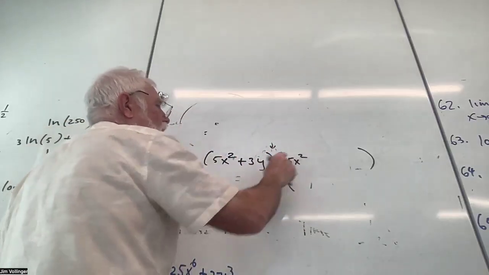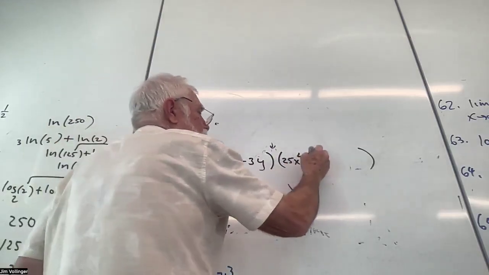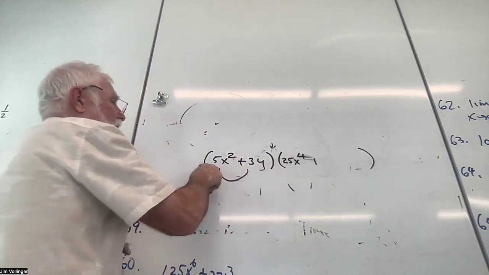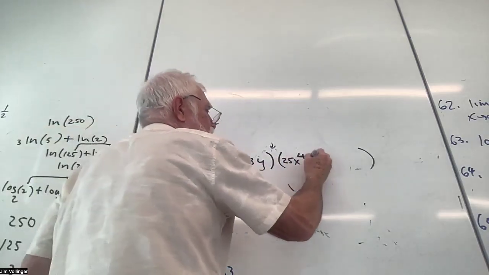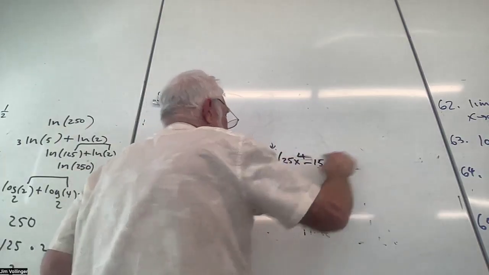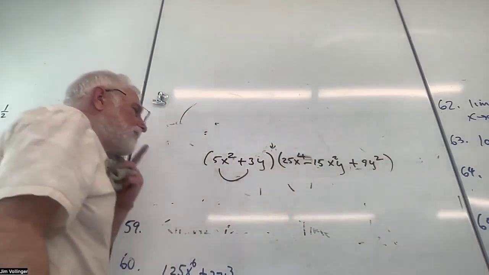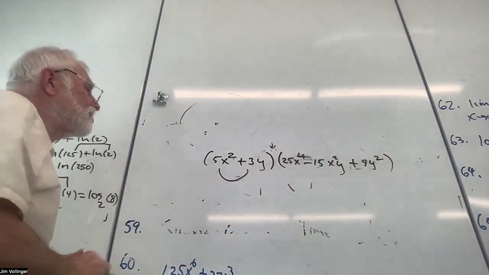25x squared. Up, square it, fourth. All right, I got to square that. Well, I got to do the 15 becomes negative 15 x squared y. And then I got to square the last term. 9y squared. You were doing pretty well with that at midterm, so hopefully that comes back to you.